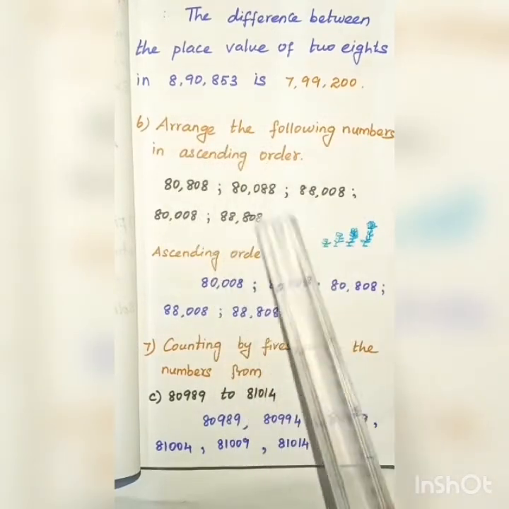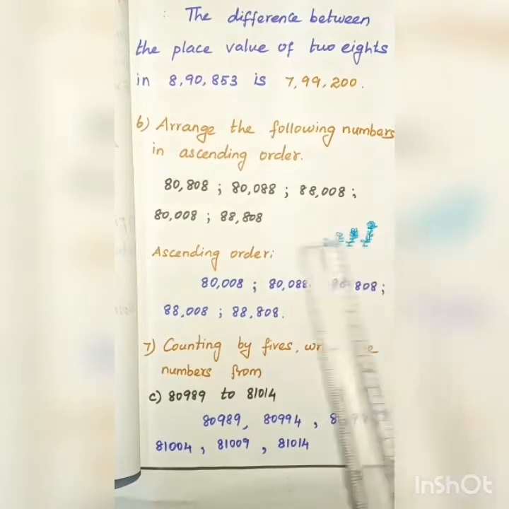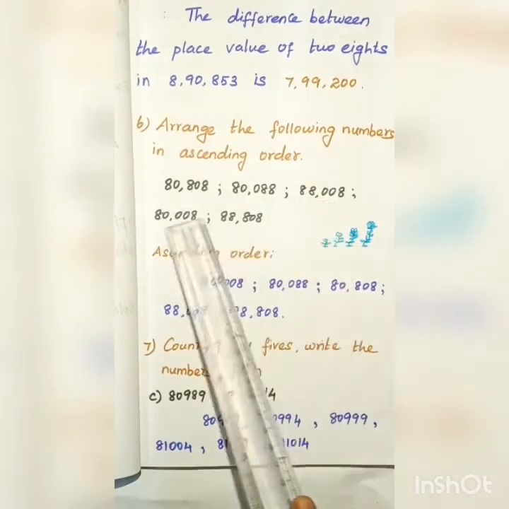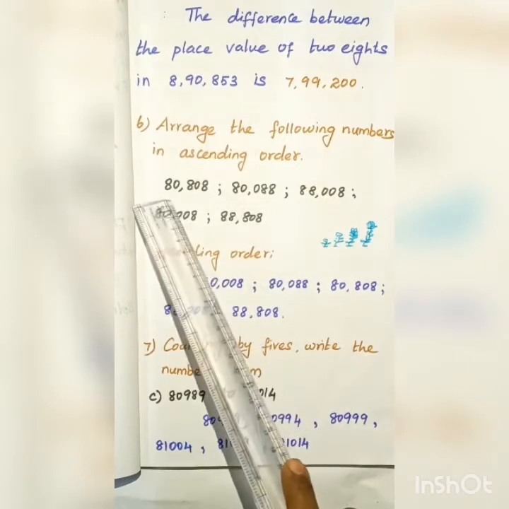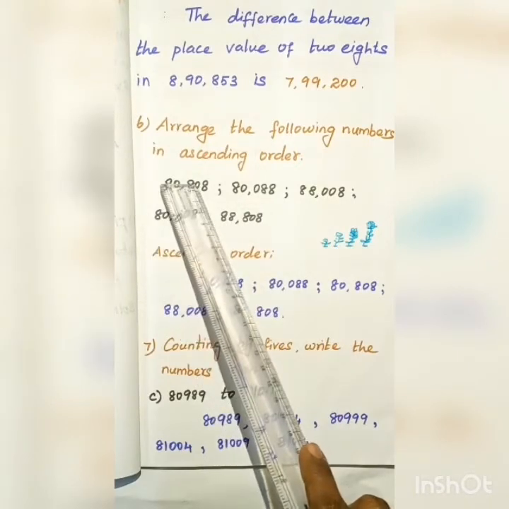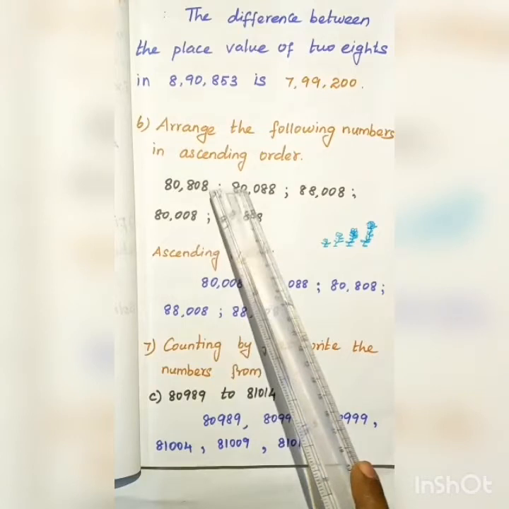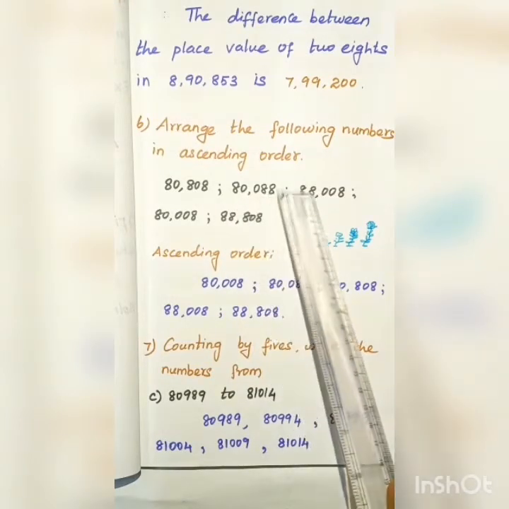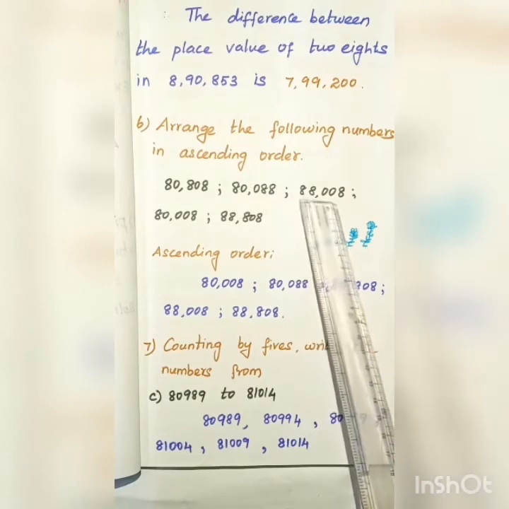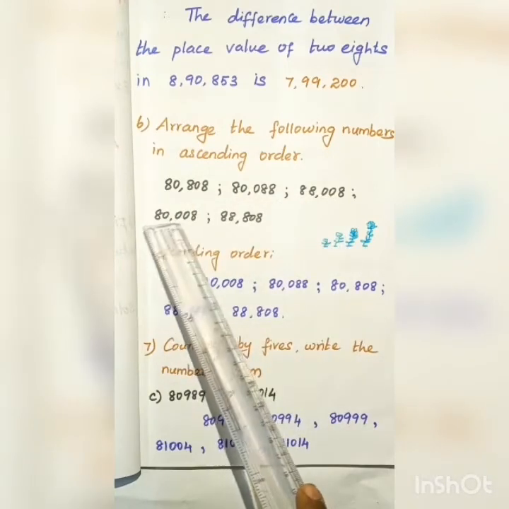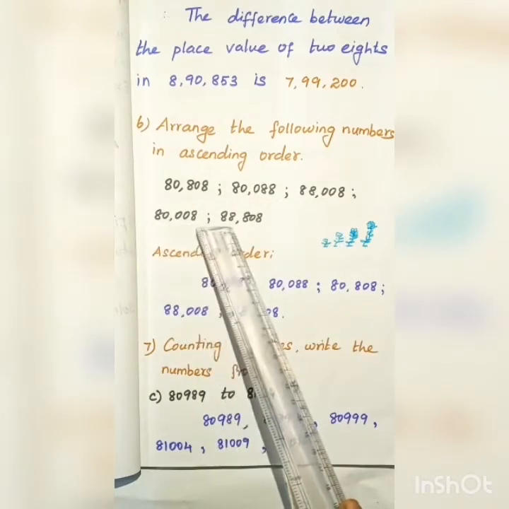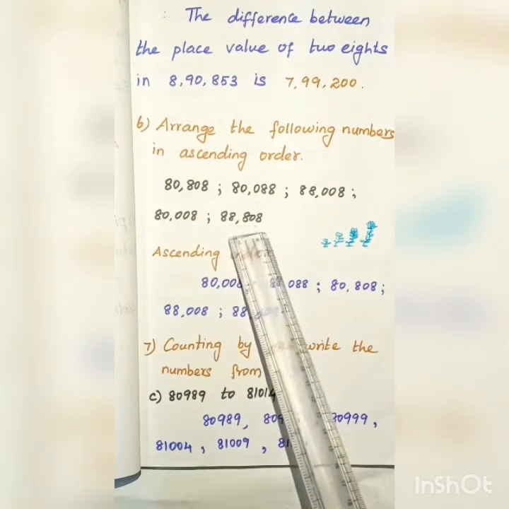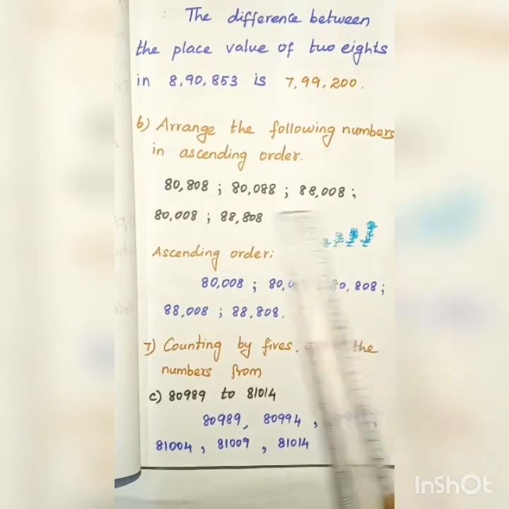Next sum. Arrange the following numbers in ascending order. Ascending order means smaller to bigger. Here you have 5 numbers. 80,808. Listen carefully. 80,088. 88,008. 80,008. 88,808. Don't confuse yourself among these numbers.